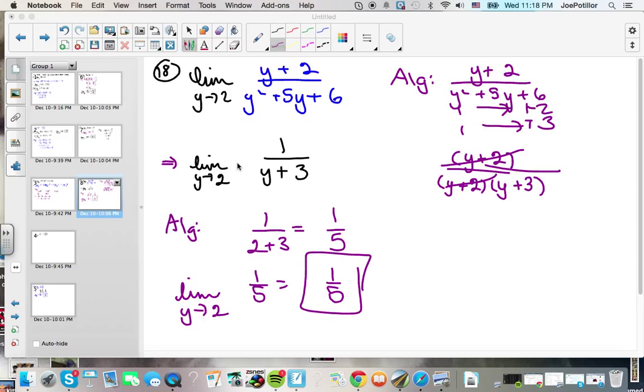So factoring the bottom, we need two numbers: 2 times 3 is 6, 2 plus 3 is 5. So we end up with (y plus 2) times (y plus 3). y plus 2 cancels, so we end up with 1 over y plus 3. We plug in the number. We plug in the 2. So it becomes 1 over 2 plus 3, which is 1/5. For 18. Okay.